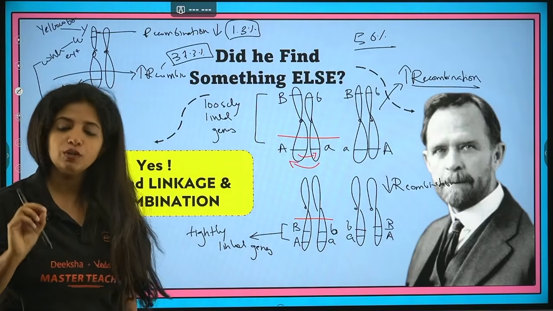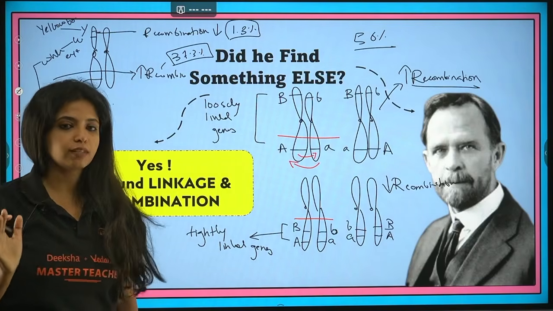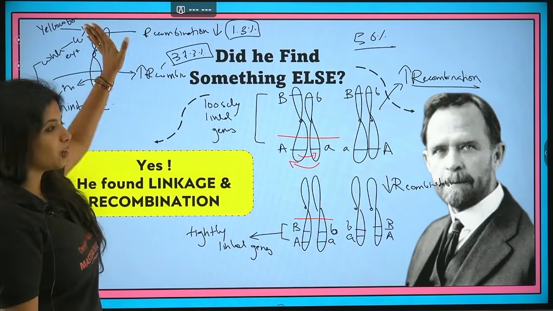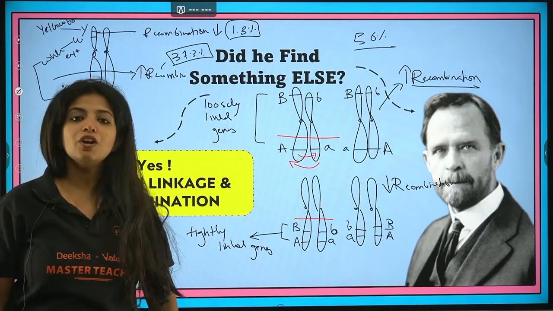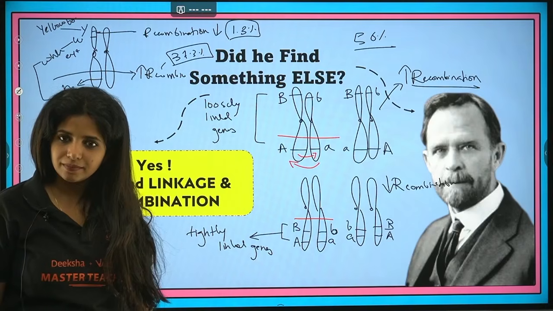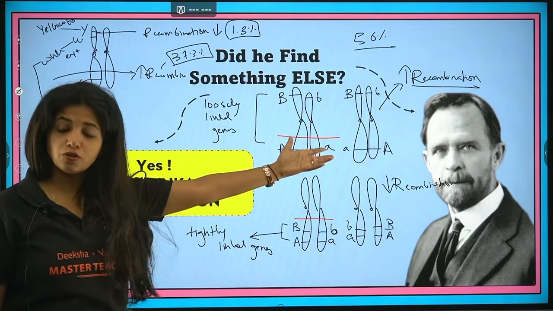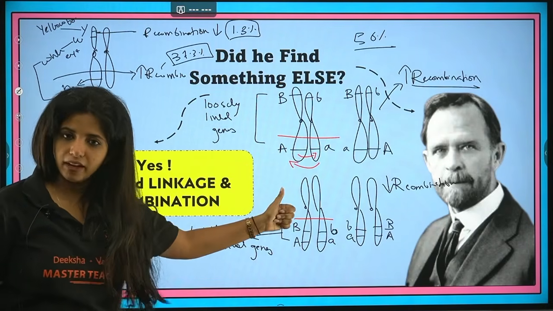So you should know this. You can get questions on the basis of this. Why did they show lesser recombination? Because they were tightly linked genes. Why did they show more recombination? Which was because they were loosely linked genes. You got it? Got it? Recombination happens due to what? Crossing over. Fine, that's all.